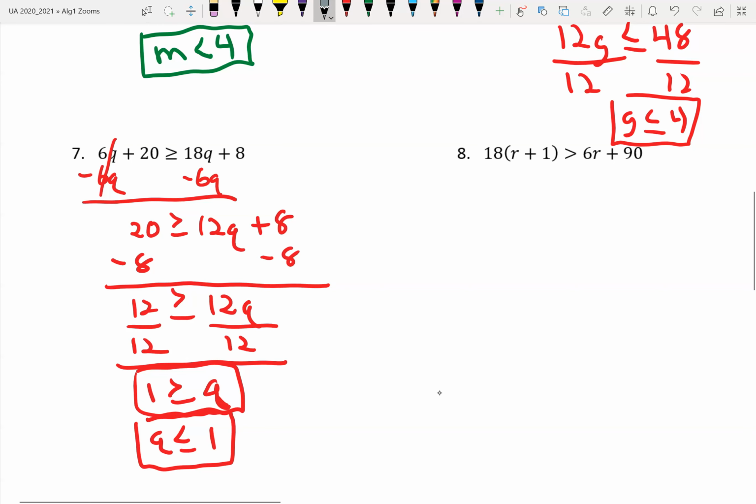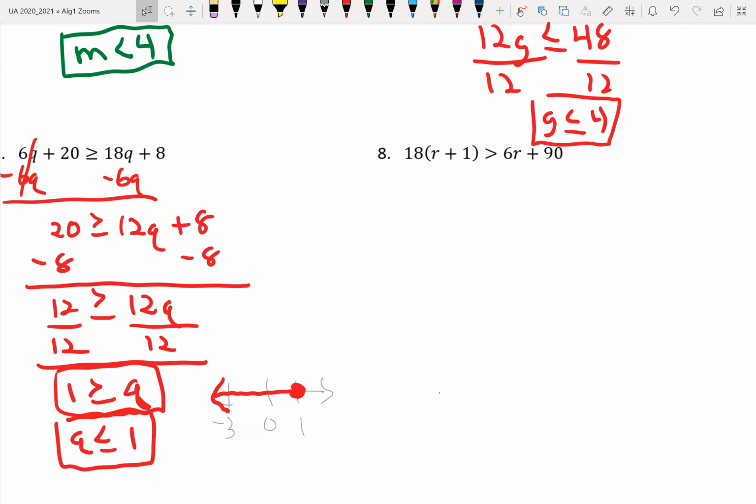To graph this, draw your number line. 0 in the middle. Our number of interest, one number on the other side. We want a closed colored endpoint on 1. Since we have the equal to portion, we want numbers less than, so we shade to the left.